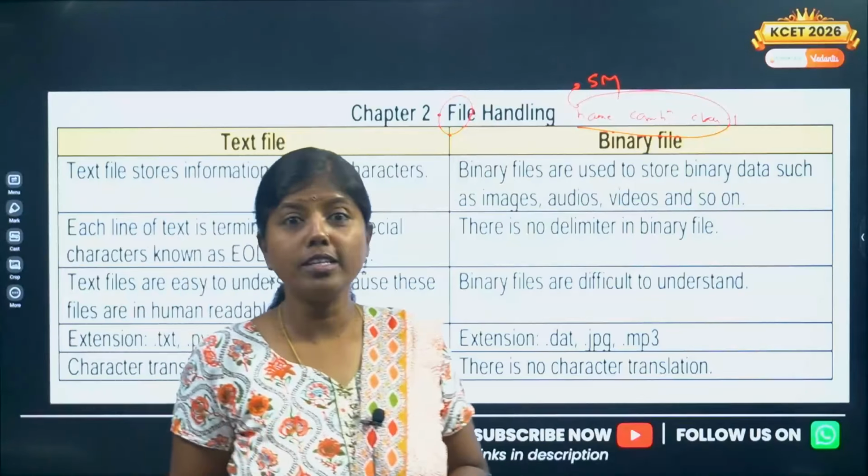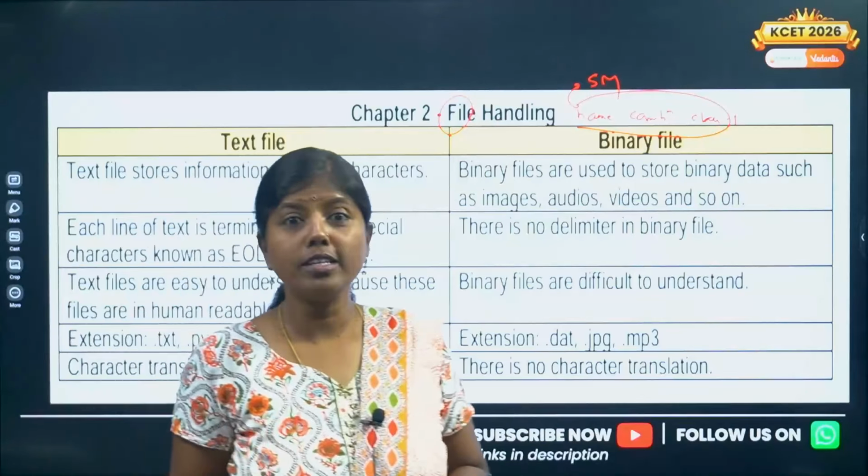So what is a file? File is basically a named area in the secondary memory, where we can store the data and retrieve it for future purposes. That's what you mean by file. Okay, so we'll just understand what are the two types of files. We have text files and we have binary files.